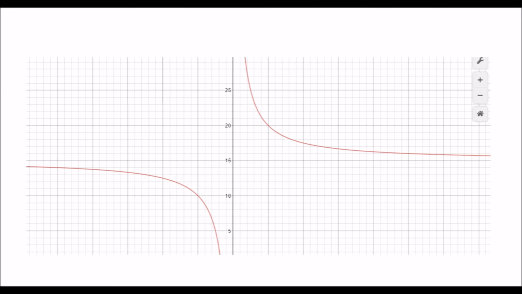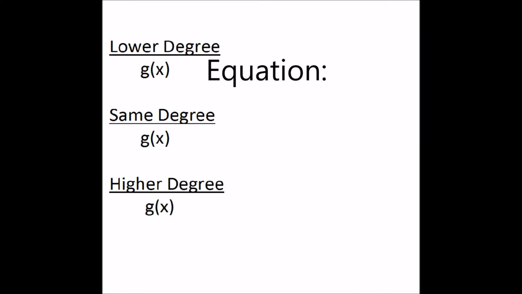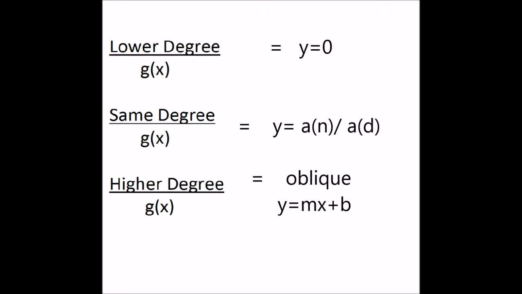And here is an example of the graphed function. As you can see, there is no horizontal asymptote at 0, but there is an asymptote at 15. But we don't need a graph to figure out the asymptote, we can just look at the equation. In order to figure out the horizontal or oblique asymptote, we must compare the degrees of the numerator and the denominator. Here are the rules that will give us the asymptote.